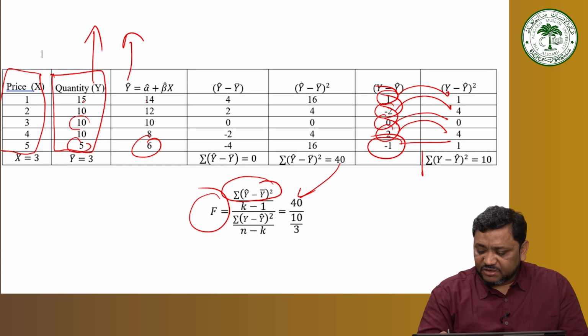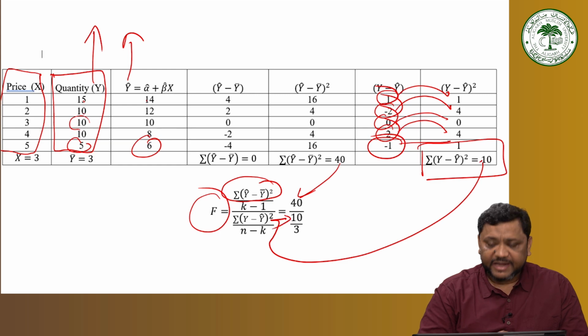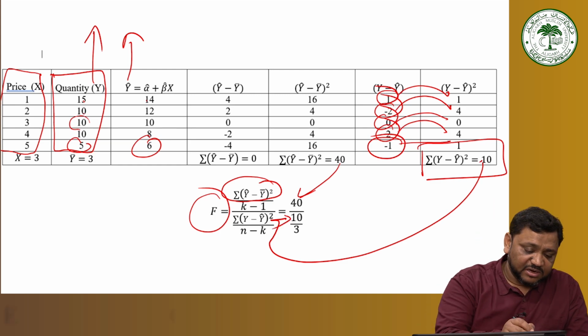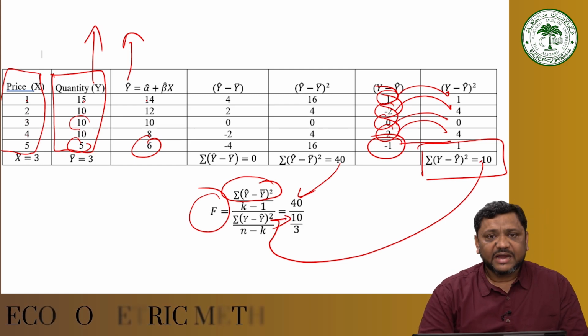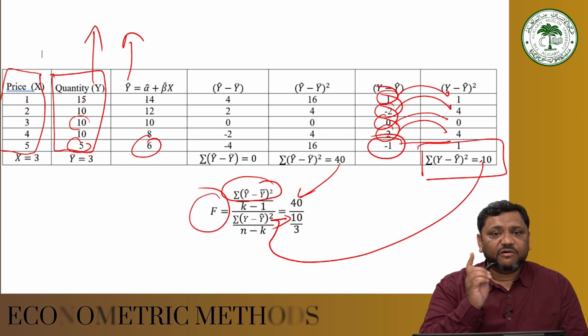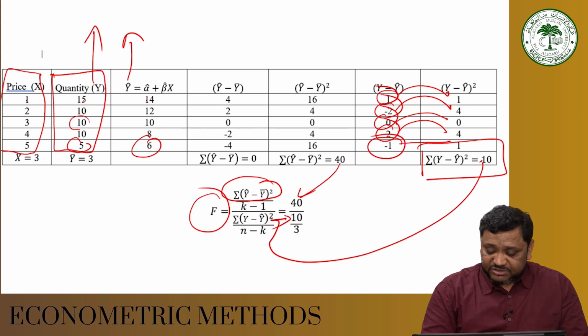Now we add it up, the summation is 10. So beneath we write this 10. Now divided by n minus k, n is the number of items, 1, 2, 3, 4, 5. There are 5 sample observations, and k, there are 2 variables. So 5 minus 2 is equal to 3. So in the denominator it is 10 divided by 3. So this is the value of F statistics.